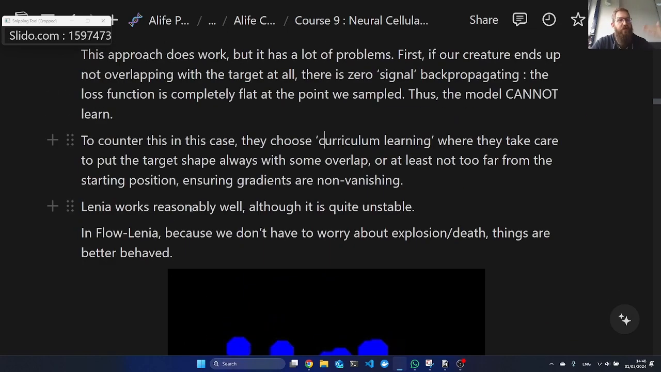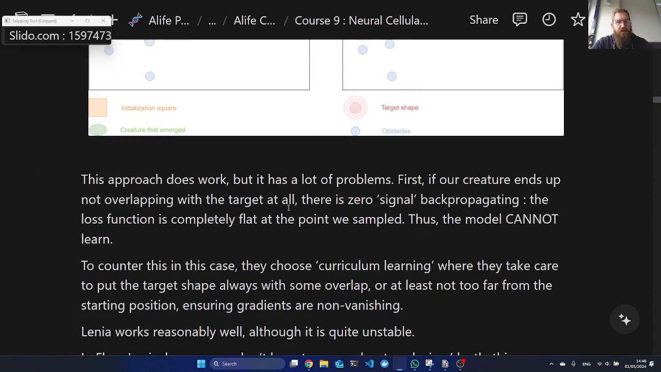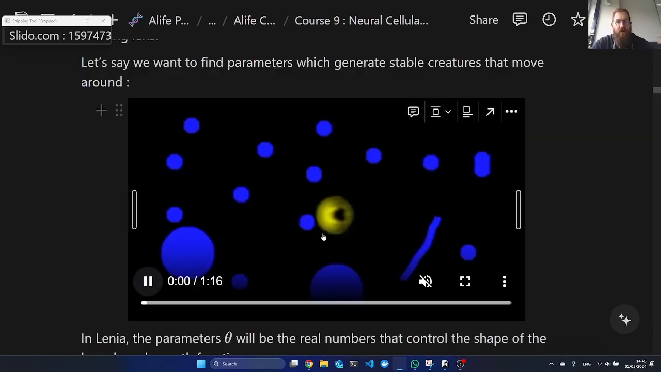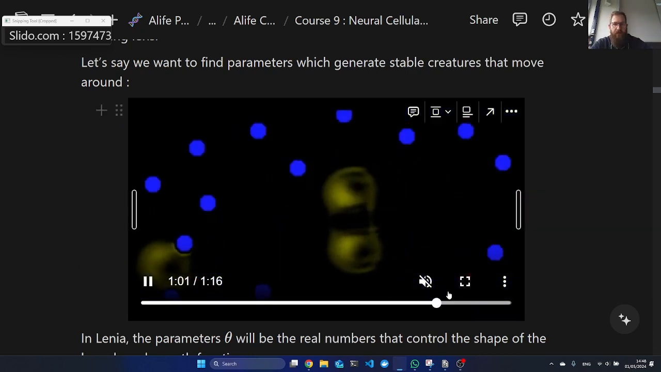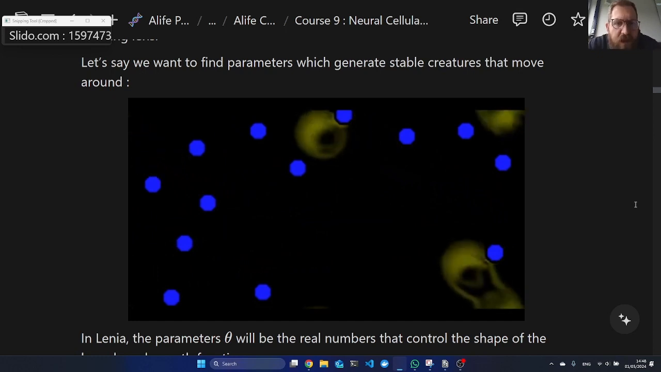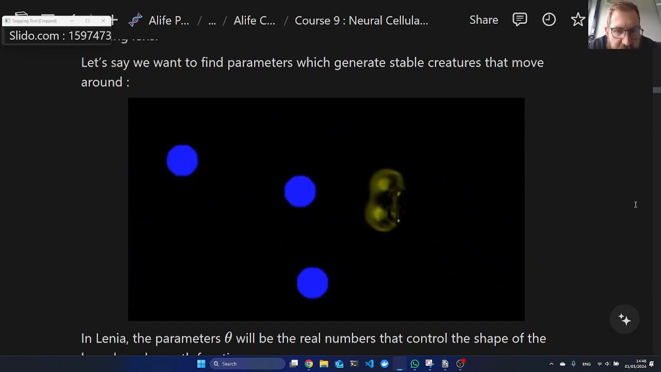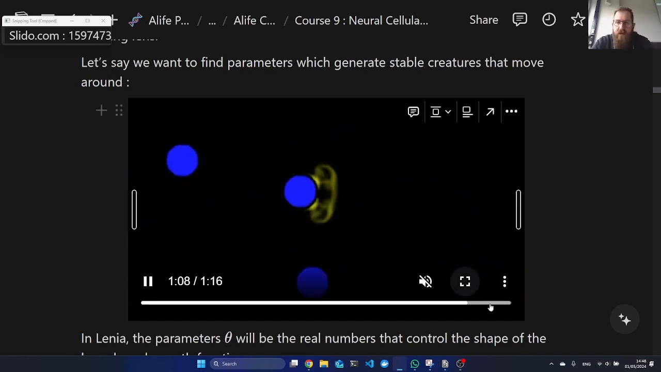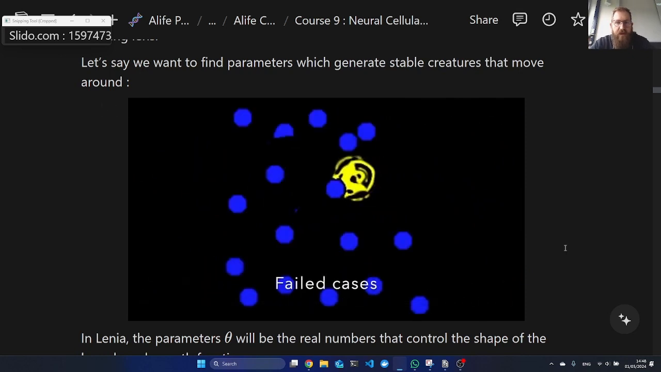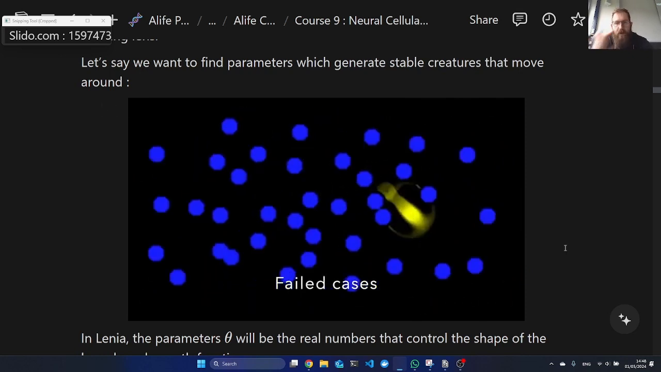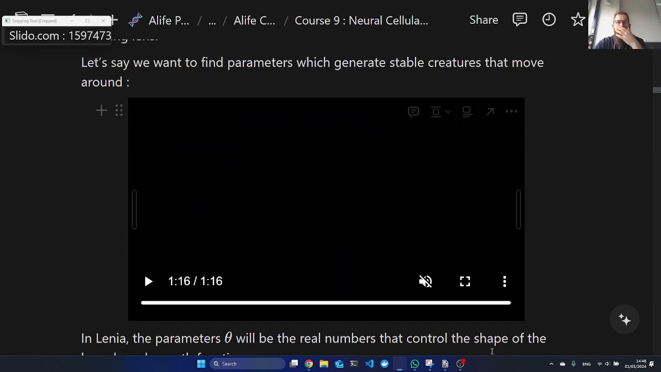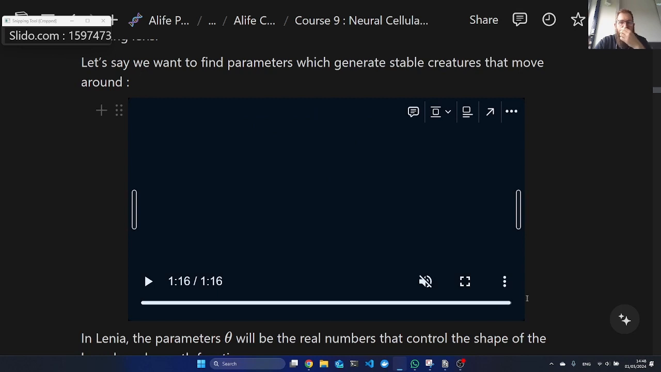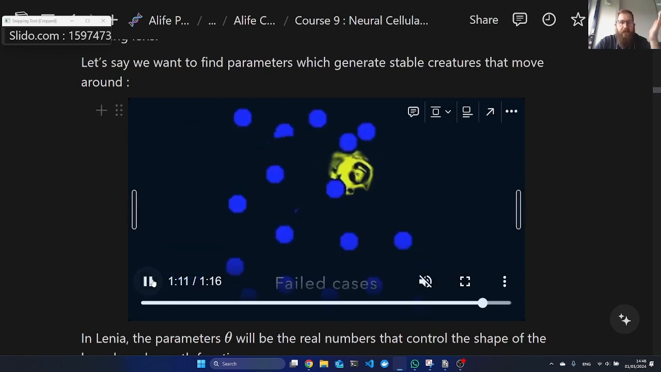It managed to work reasonably well, as we've seen in this video, although sometimes it is quite unstable. So for example, let's see here. Sometimes you have instabilities which are due to Lenia. So here you have failure cases where the creature just dies, or sometimes it just explodes, right?